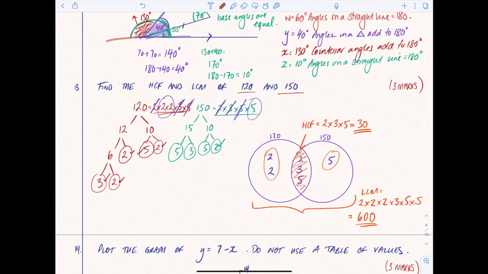It doesn't have to be that way. You could do your 120 times tables, 240, 360. You could do your 150 times tables, 300, 450, and then obviously then you get to 600, and 600 will be the first one that shows up in both lists. But sometimes if you have really big numbers where it would take you ages to do that, it's quicker to do it this way around. Okay, right, moving on.